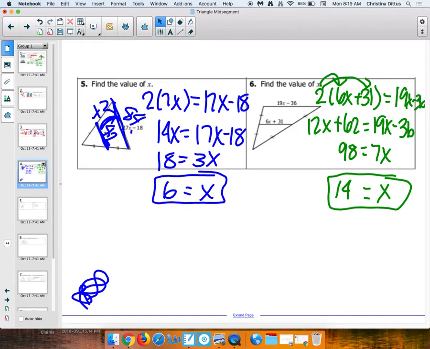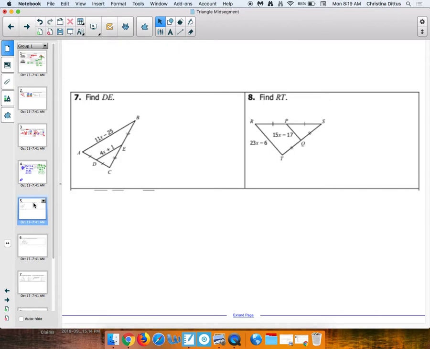Okay. Questions on any of those? Easy. So we're doing the same thing, but we just have to plug it back in. Fifth one, 7 or 8. Which one do you want to do? Let's do 8.